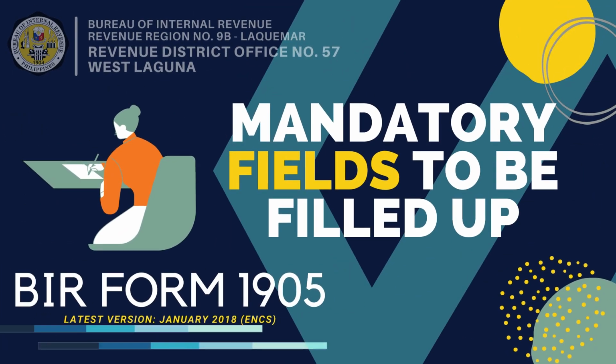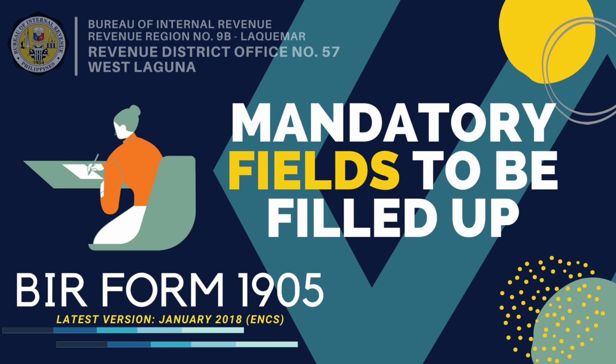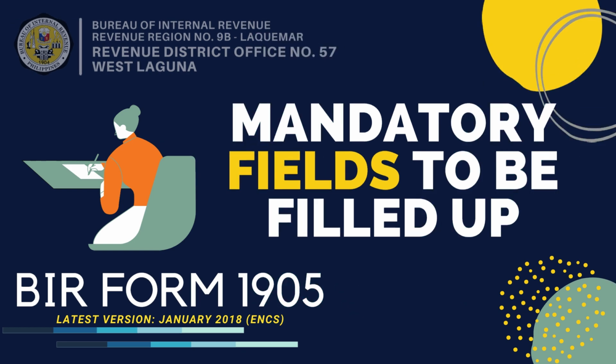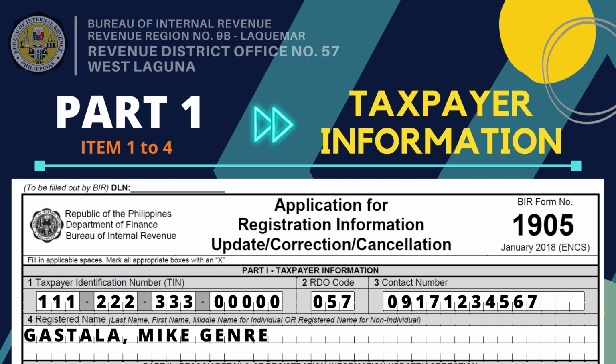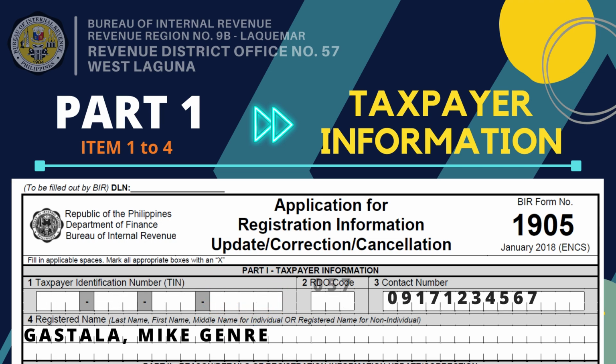Let us now discuss the mandatory fields to be filled up in the form. Remember to fill in applicable spaces and mark all appropriate boxes with an X. January 2018 (ENCS) is the latest version of Form 1905. Part 1 is the taxpayer's information. Input the existing tax identification number including the branch code, if applicable. Then the RDO number where the TIN is registered, contact number and the full name of the taxpayer.